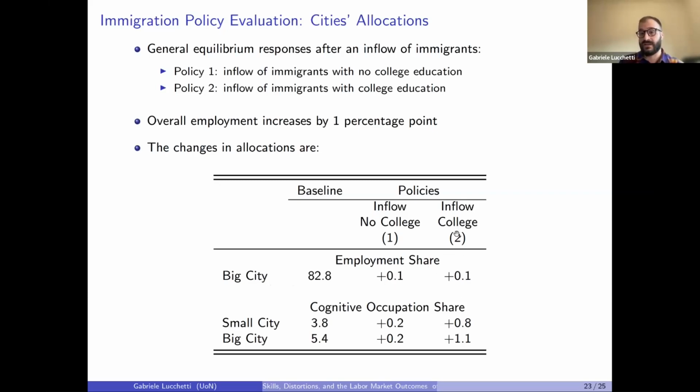Similar in the case of the inflow of no college, so column 2. In both cases, the population in the big city is going to increase by more or less the same amount of people. But in terms of allocations across occupations, in the case of an inflow of immigrants with no college, the share of immigrants in cognitive occupations is going to increase by 0.2 percentage points, both in the small city and in the big city. Whereas in the case of an inflow of college-educated workers, the share of immigrants in cognitive occupations is going to increase more in the big city: by 0.8 percentage points in the small city and 1.1 percentage points in the big city. Overall, it's going to increase more in the big city.